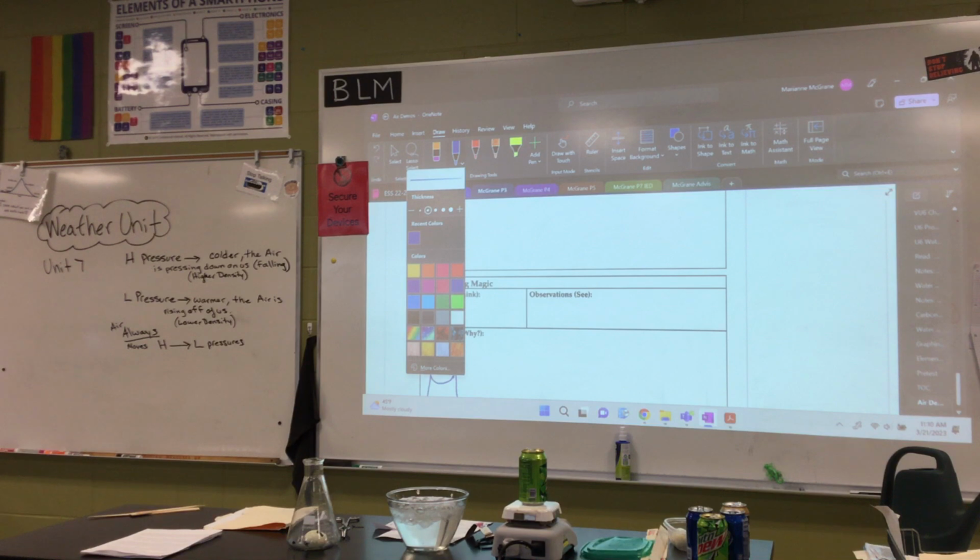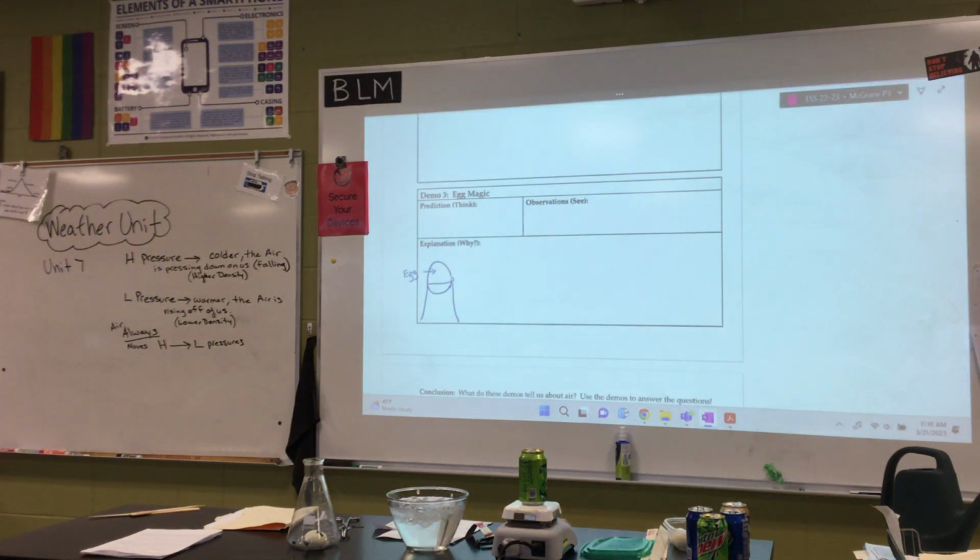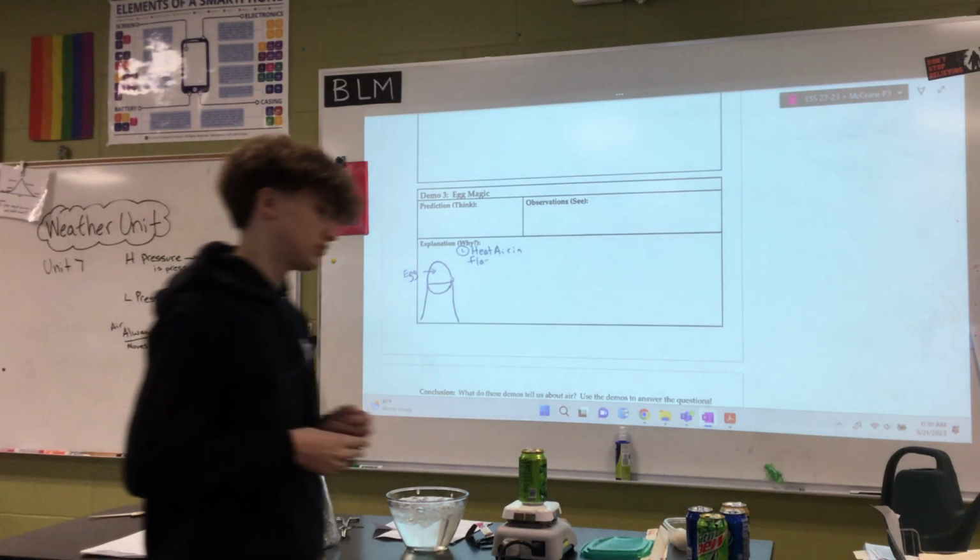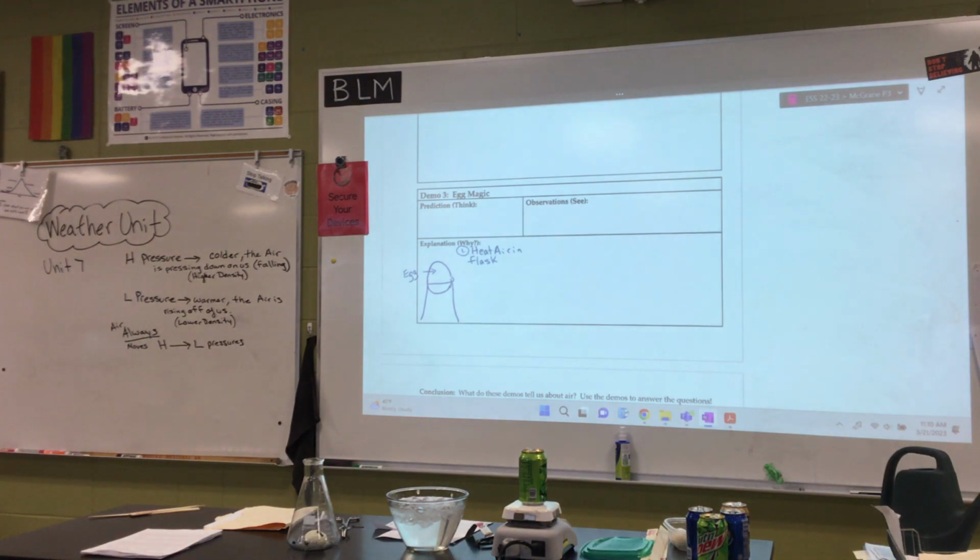Okay. All right, so number one, we heated the air inside the flask. Heat, air, in, flask. Okay, when we heat the air in the flask, tell me about its density. It's very low density. Right, low density. Now, air that is low density, is it going to rise or fall? Fall.